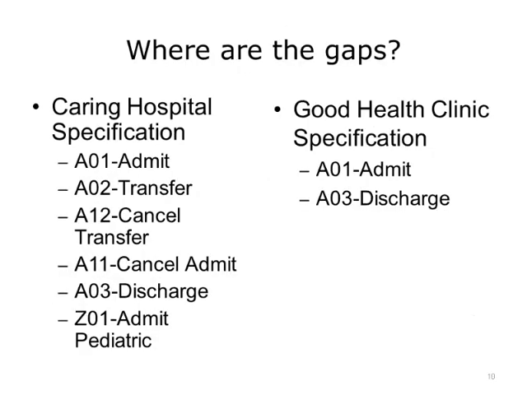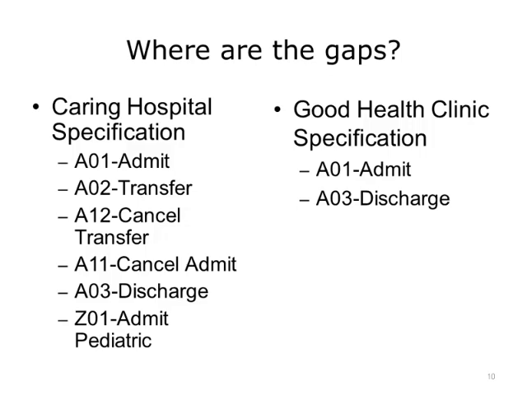The specifications between the hospital and clinic systems must be compared. For HL7 version 2 interfaces, that starts with comparing trigger events and message types. In this example, Caring Hospital System supports A01 admit, A02 transfer, A12 cancel transfer, A11 cancel admit, A03 discharge, and Z01 admit pediatric. Good Health Clinic supports A01 admit and A03 discharge.